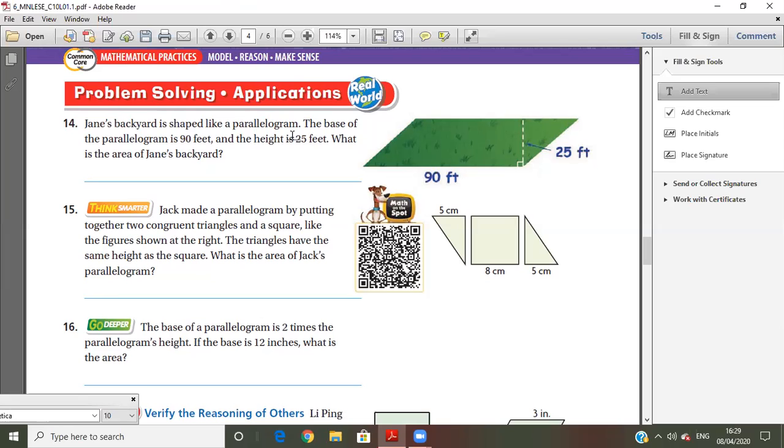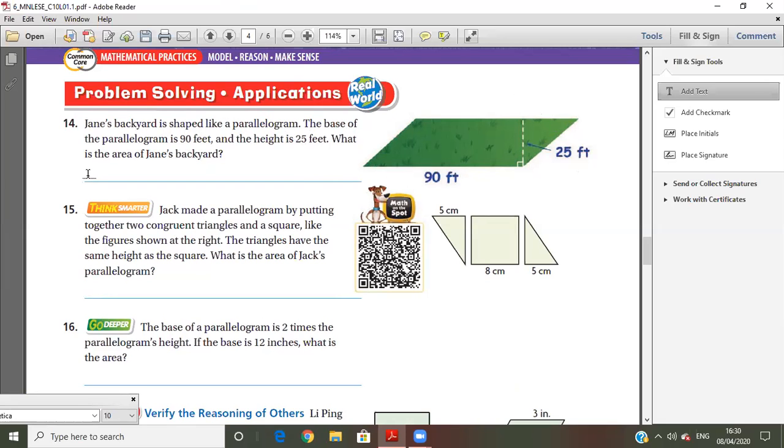It's easy, it's not difficult this time. Okay, Jane's backyard is shaped like a parallelogram. Oh, wow, I've never seen a garden like this. Fine. So the backyard is shaped like a parallelogram. The base of the parallelogram is 90 feet. So the base is 90. The height is 25. What is the area of Jane's backyard?